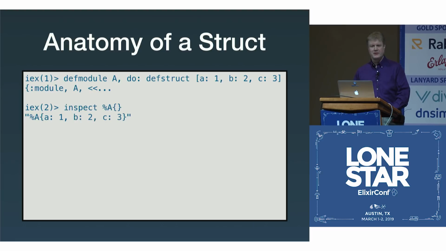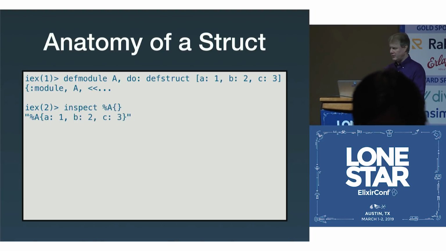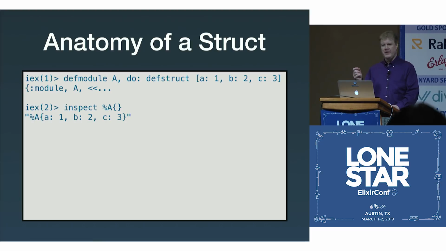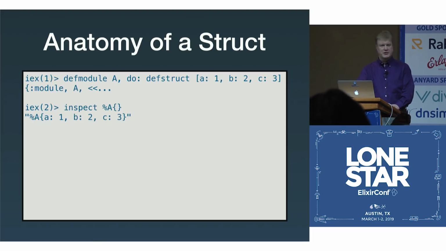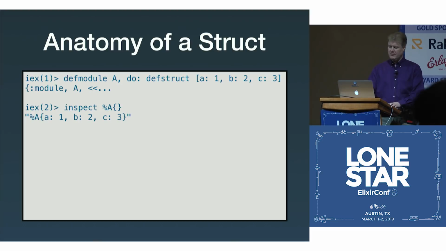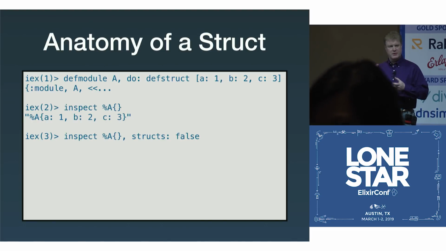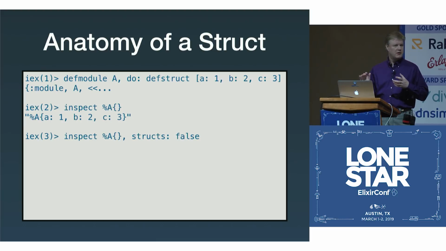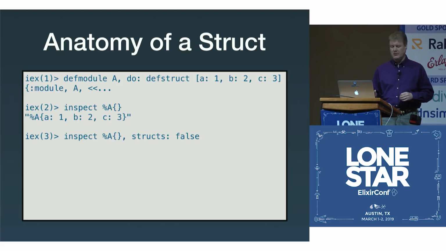And surprise, it looks like a struct. Well, it ends up there's an inspect protocol that structs implement that gives you this special display. But we can actually pass a parameter to inspect to turn that off. So this structs: false thing is the way to peel back the curtains a little bit and see what's going on at a lower level, especially when things are going wrong. You can peek inside a bit more.